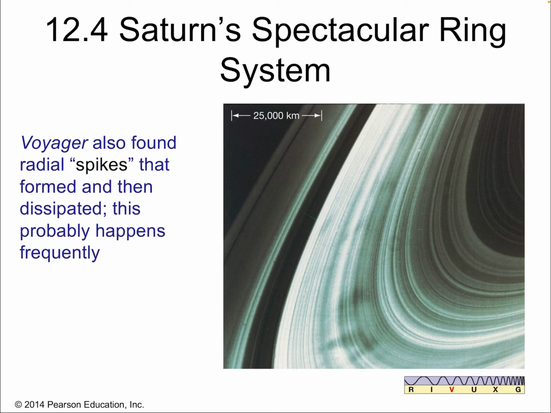Okay? Voyager also found radial spikes that formed and then dissipated, and this probably happens frequently. All right, so there's probably lots of these phenomena of just gradual changes in the ring. That'd be just due to these random fluctuations. Then gravity pulls together parts of the ring, but then they'll flatten back out over time.